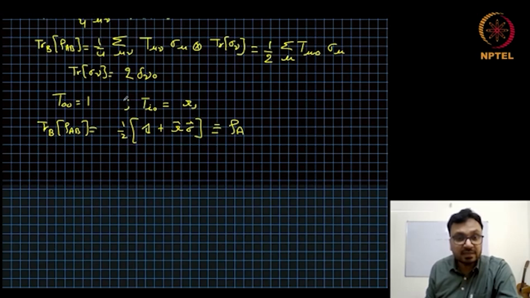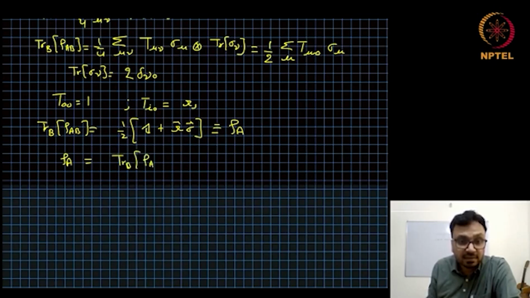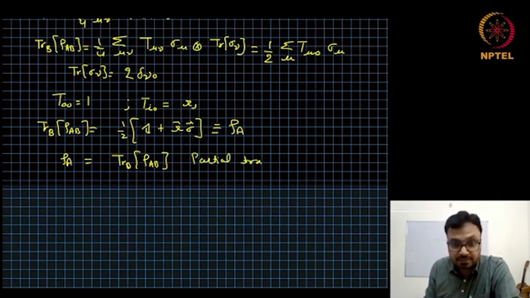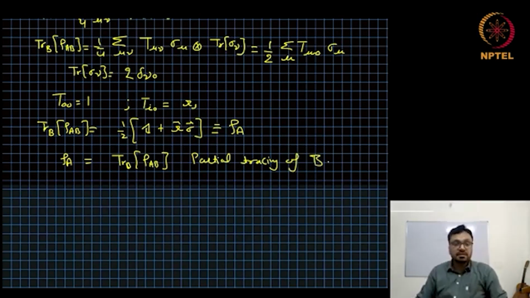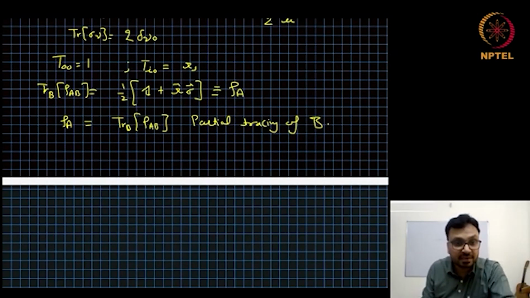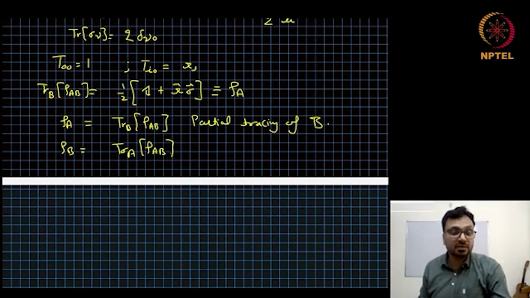So we can say that the reduced density matrix of subsystem A can be achieved by partial tracing of subsystem B. If we trace out the subsystem B, we get the reduced density matrix of A. Similarly, ρ_B is the partial trace over A of ρ_AB, which results in the density matrix of subsystem B.